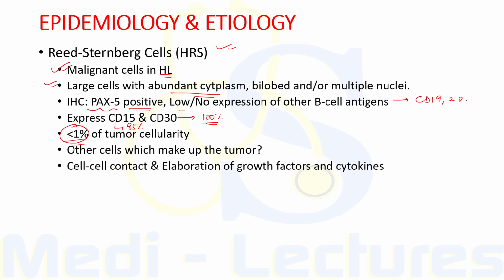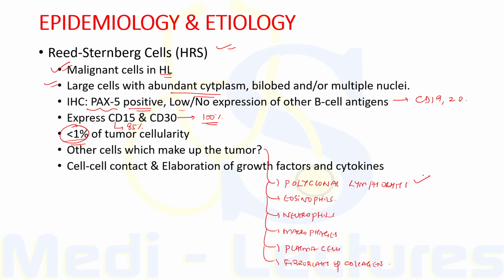So what are the other cells which make up the tumor? The majority of the tumor is made up of surrounding inflammatory infiltrate of polyclonal lymphocytes, eosinophils, neutrophils, macrophages, plasma cells, and finally fibroblasts and collagen. So almost all the types of immune cells are present in the tumor mass of this Hodgkin's lymphoma. Now these Reed-Sternberg cells interact with their microenvironment via cell-to-cell contact and elaboration of growth factors and cytokines, which results in a surrounding cellular milieu that protects it from the host immune attack.